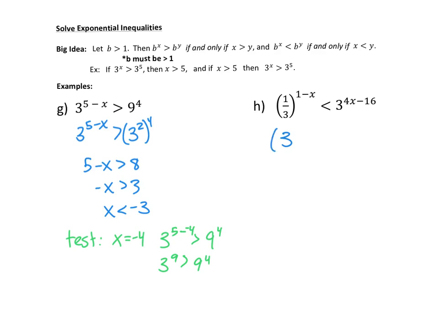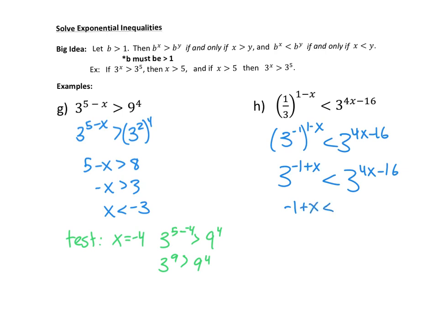So 1/3 is the same thing as 3 to the negative 1, so I have 3 to the negative 1 to the 1 minus x is less than 3 to the 4x minus 16. So I have 3 to the negative 1 plus x is less than 3 to the 4x minus 16, and now I can set the expressions that are my exponents as an inequality and go from there. And I get x is greater than 5.